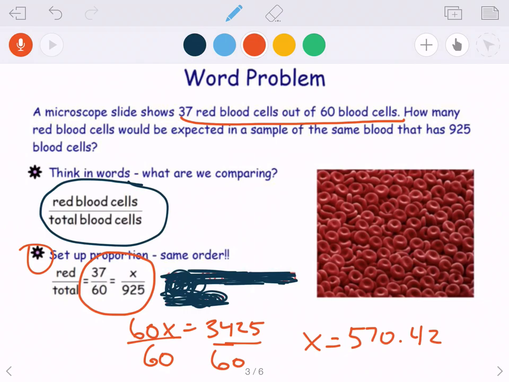And again, that means, looking at that sample or that microscope slide, if you multiply that, so now there's 925 total blood cells, you would expect there to be about 570 red blood cells taking that same sample.